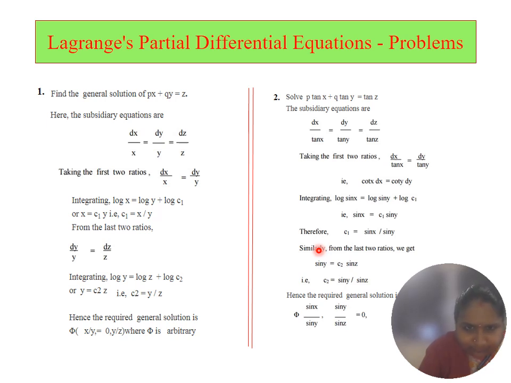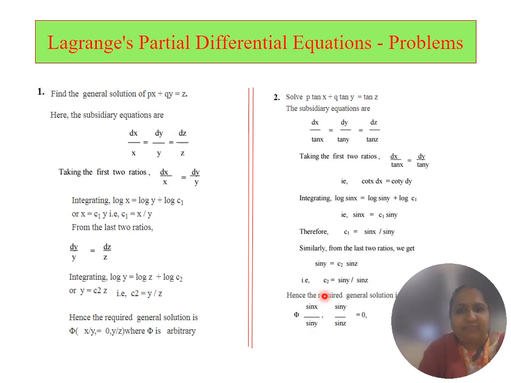So there also, if you take 2 and 3, what happens? dy by sin y equals dz by sin z. If you integrate similarly, log of sin y equals log of sin z plus log of c2. Bring that log sin z to the other side: log sin y minus log sin z. So you write sin y by sin z equals c2, eliminating the log.